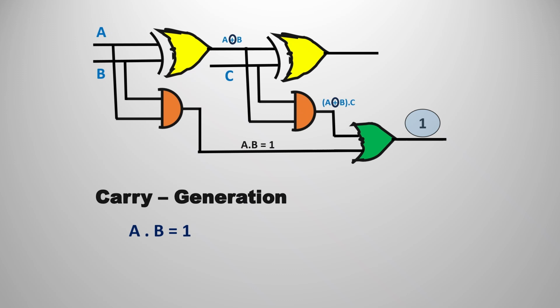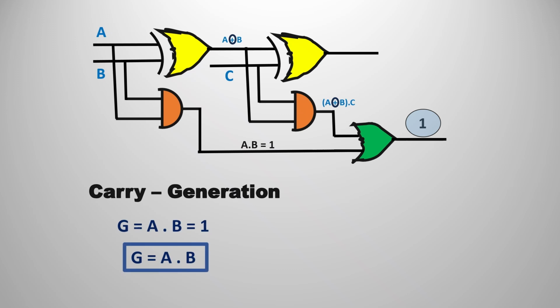The carry will be 1 when either one input is 1 or both inputs are 1. If we observe, A dot B will be 1 in the first situation. A dot B is known as carry generation, because the carry is generated with A dot B. If (A XOR B) dot C is 0, there is no problem, because it is an OR gate, so 1 plus 0 is 1 only. With the help of A dot B alone we are generating the carry, so that is known as carry generation.